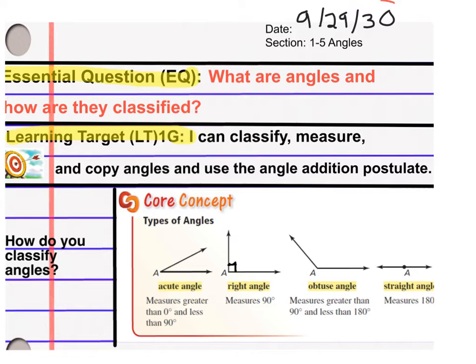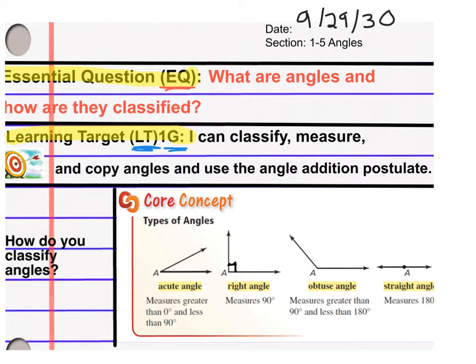Set up your lines for your Cornell notes. Then you're going to write EQ, or essential question, and highlight. You're going to write in: what are angles and how are they classified? Then write learning target, or LT1G. We're on 1G: I can classify, measure, and copy angles.